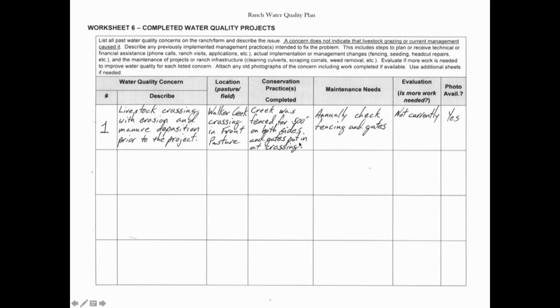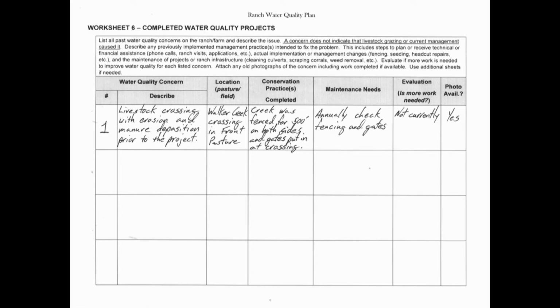Next, you'll want to list the practices implemented. In this case, it was fencing on both sides of the creek and gates at the crossing. In some projects, additional gravel or cobble might be put down on the crossing to armor it. List this information if it was done in your project. The maintenance needs section is useful to remind you to monitor and make note of materials and installations that may need repair and need to be checked.